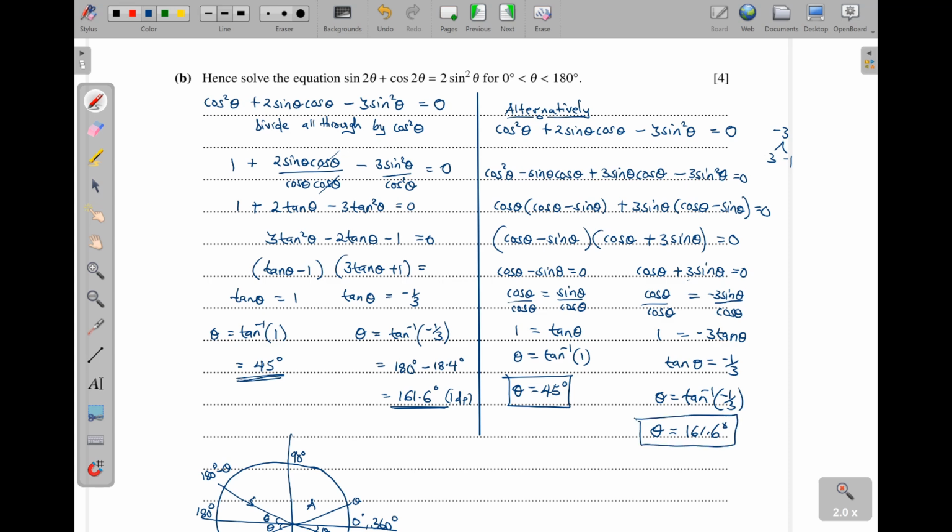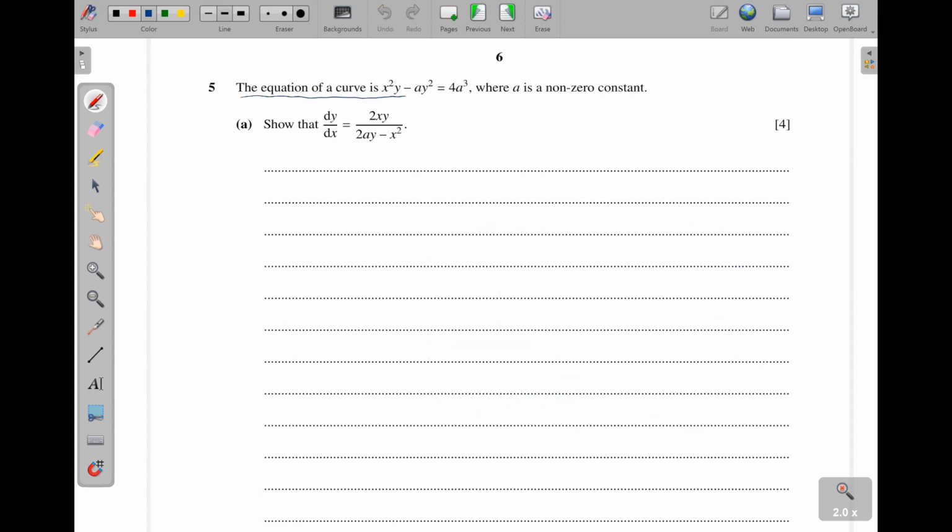Question 5. The equation of the curve is given, where a is a non-zero constant. Show that dy/dx is equal to the given expression. This is implicit differentiation, so I take the equation and differentiate it with respect to x.